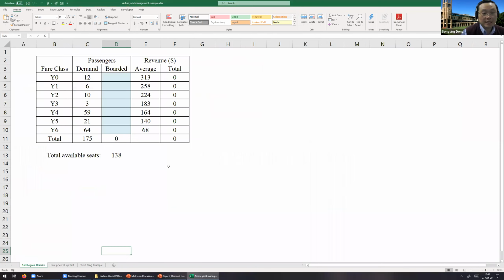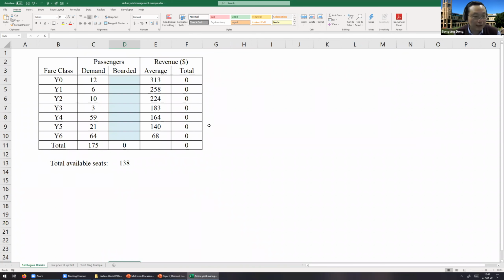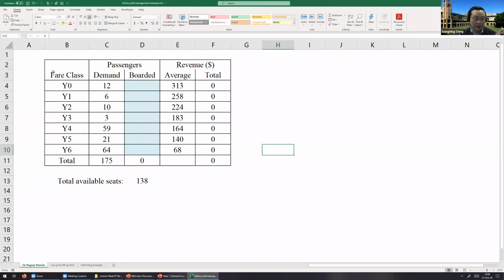So we understand the background of this yield management. The thing is that the customer with a higher value is likely to book later, and the customer who books early would like to pay less. Right. So let me show you this analysis by doing this exercise.